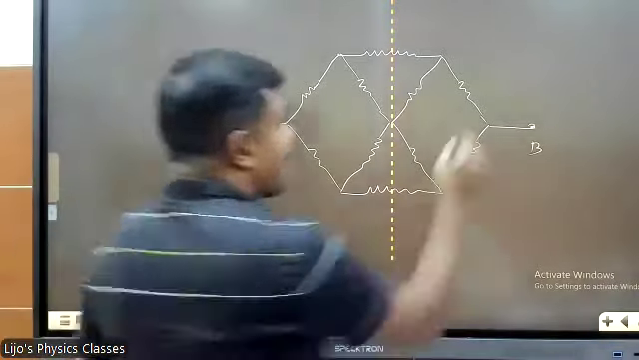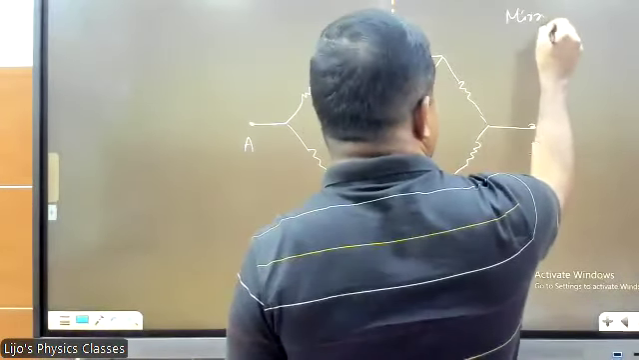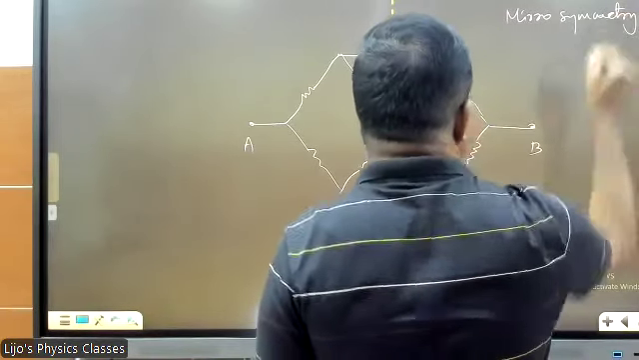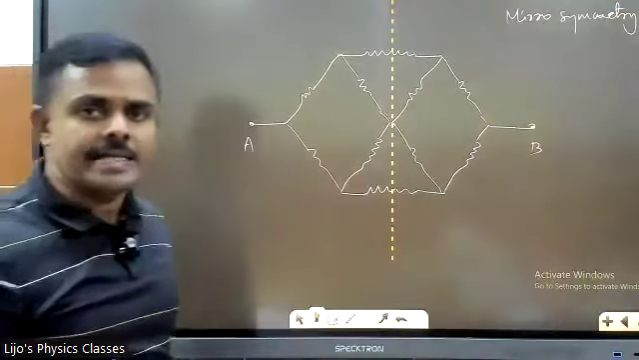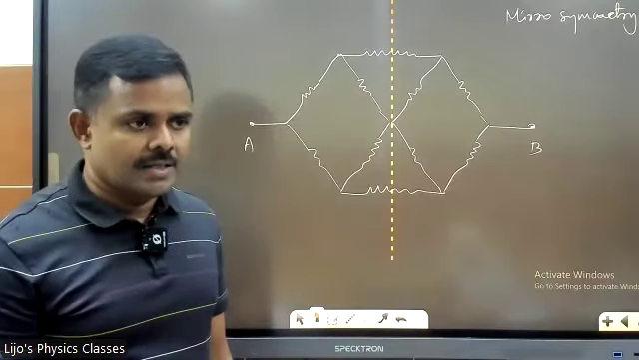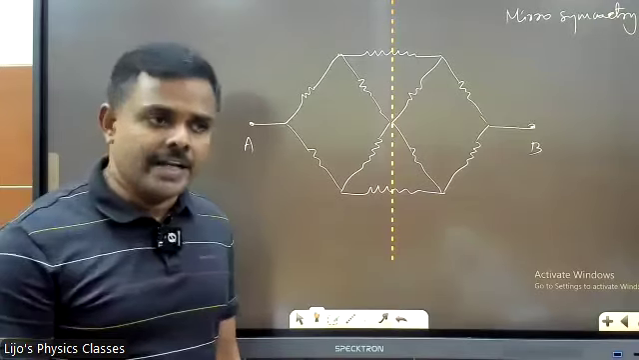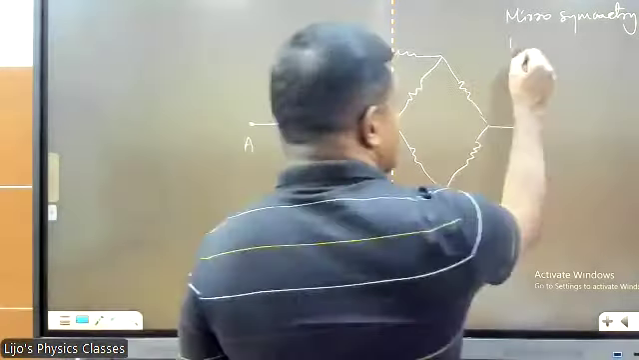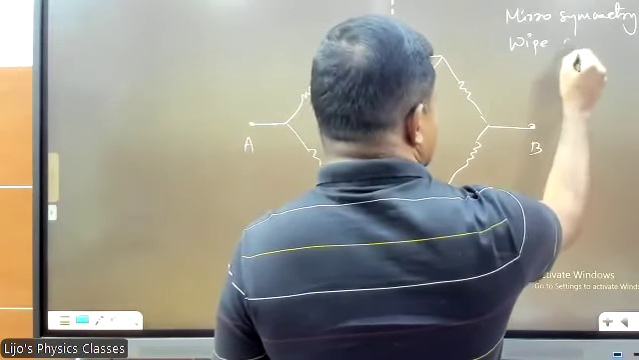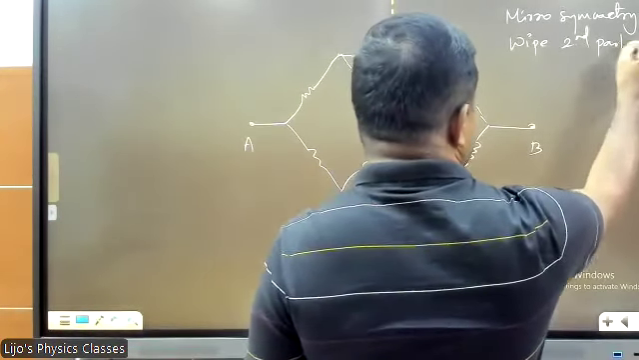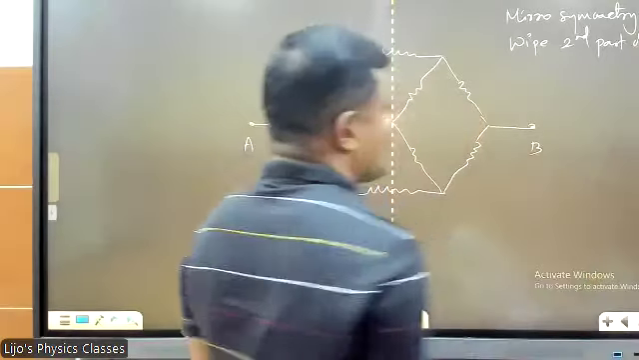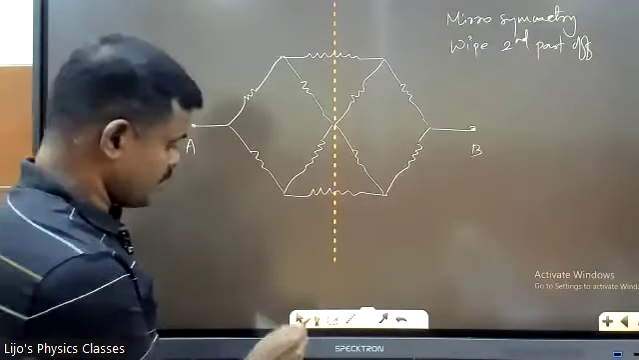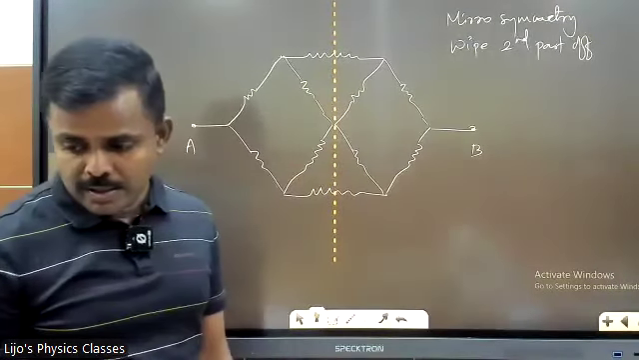Now, this is called a mirror symmetry problem. You can write mirror symmetry. Mirror symmetry means what? The right half looks exactly similar to the left half, right? Right side and left side are identical. Cut it into half and wipe the second part off. You can write, wipe second part off. Okay, I'm going to do that now.